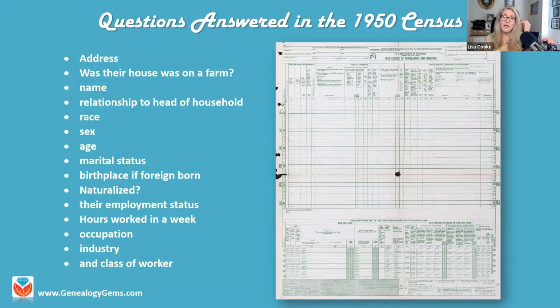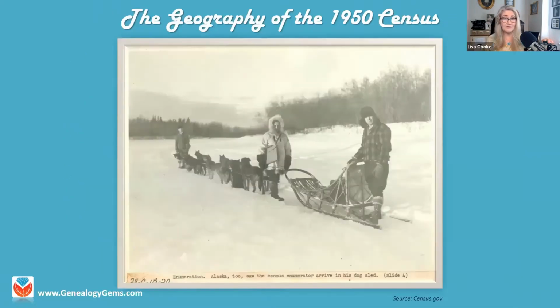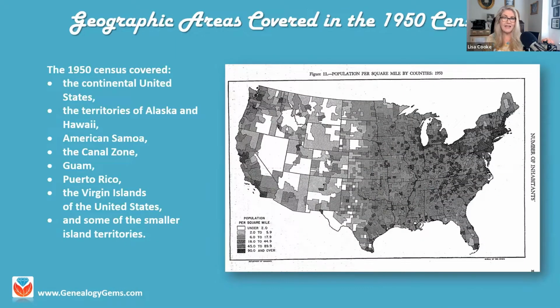So there are some items that we've been used to seeing in 1930 and 1940 that we're not going to see in 1950. So let's talk about who we're going to be seeing, because that really comes down to geography, doesn't it? In 1950, again, the country's changing. And you can see from this photograph that they went to great lengths to enumerate the population. In fact, these were enumerators who went out on dog sled in Alaska. Now, of course, in 1950, Alaska is still a territory, but they did cover the territories and other associated lands that go along with the United States.